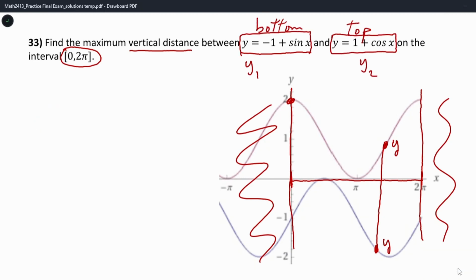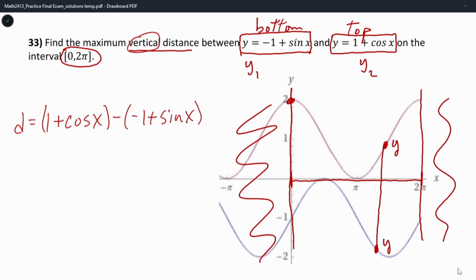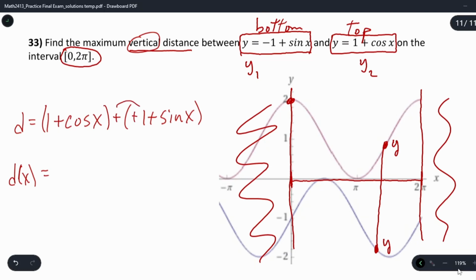Okay, so we can rewrite this expression then, and we can say that the distance between the two graphs, the vertical distance, is y2, which is 1 plus cosine of x, minus y1, which is negative 1 plus sine of x. So this is our equation that represents the distance between the graphs, the vertical distance, for any value of x. And then let's simplify that and write it in function notation, okay? So the difference with respect to x, negative and a negative make a positive. See, I'm going to need to distribute this negative. 1 plus 1 is 2 plus cosine x, and then distribute the negative makes that a minus sine of x.